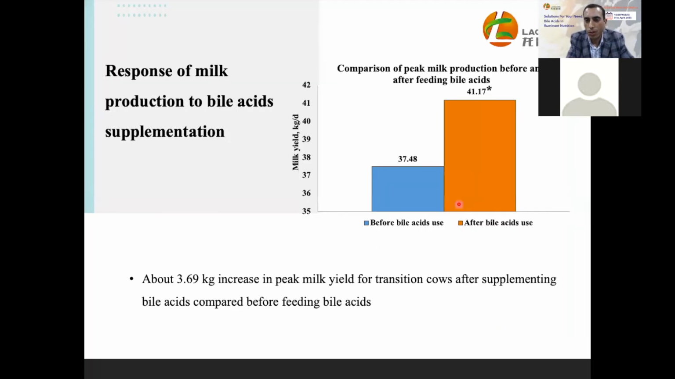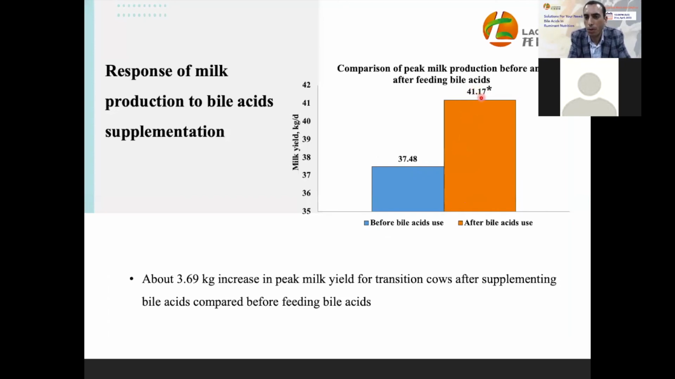Response for milk production during the peak of milk, which occurs about 30 days in milk up to 70 days in milk in dairy cows. So here we compare the difference in milk before feeding the bile acid, and here in the blue one, when the cow received bile acid.